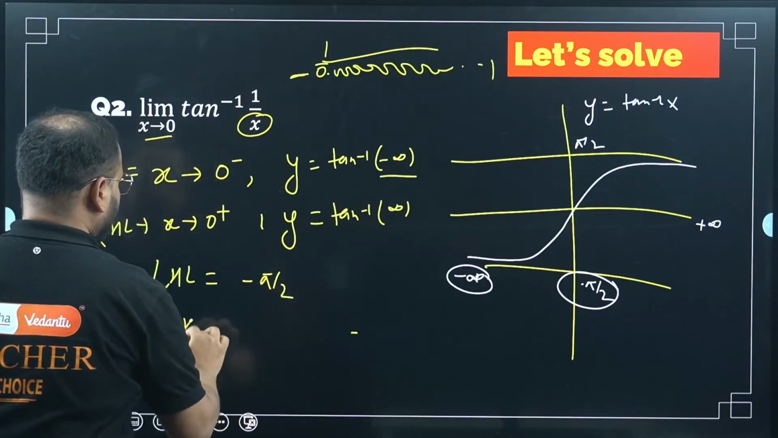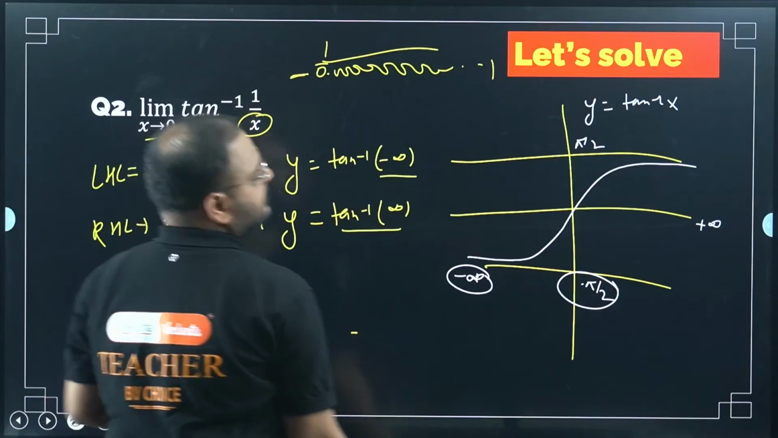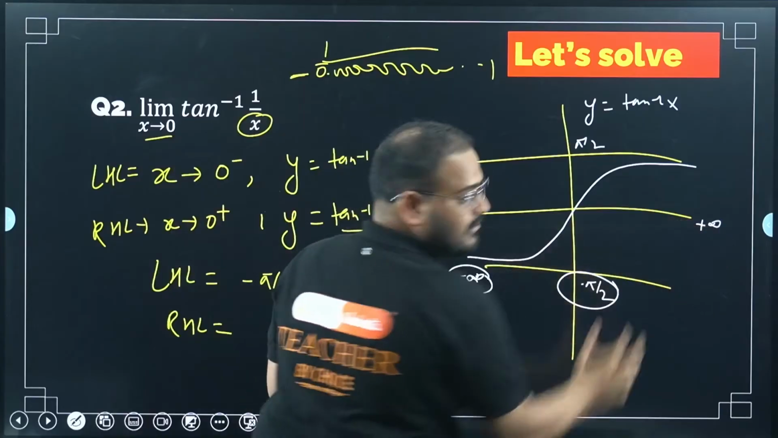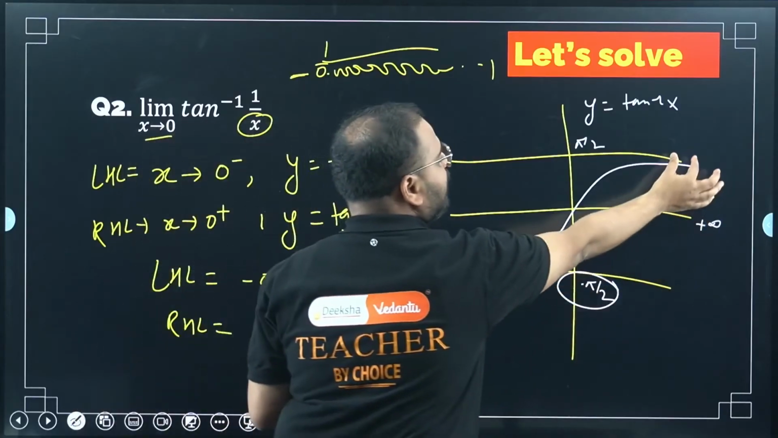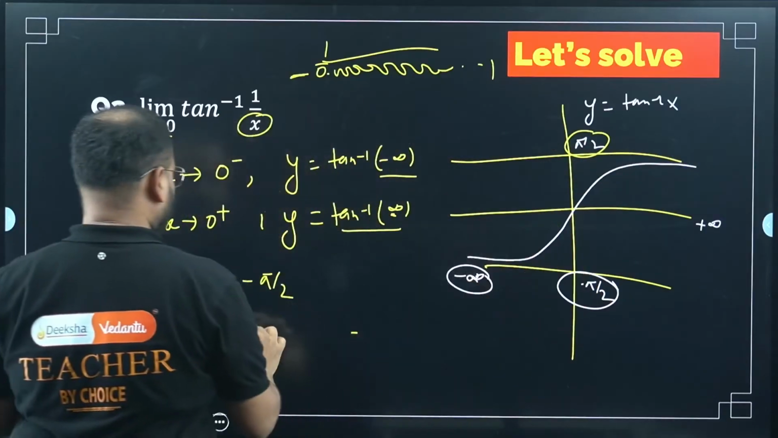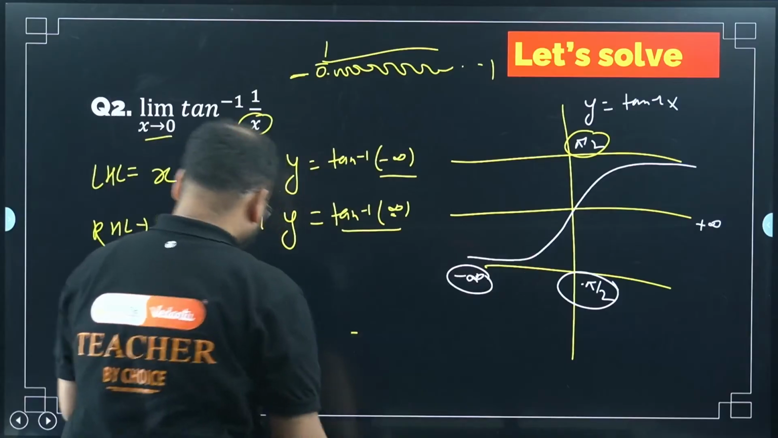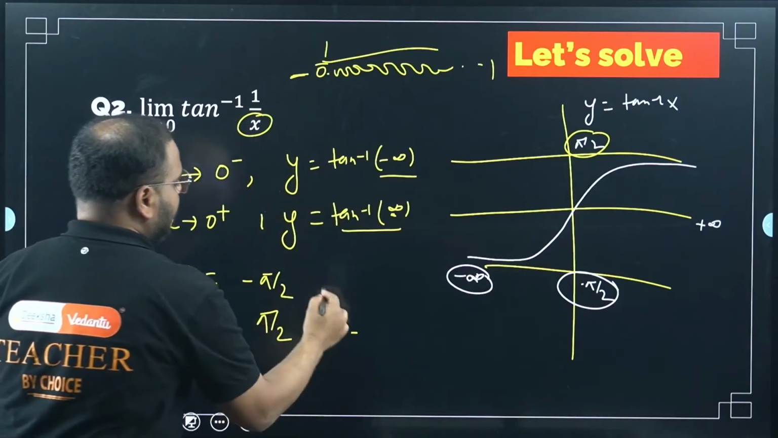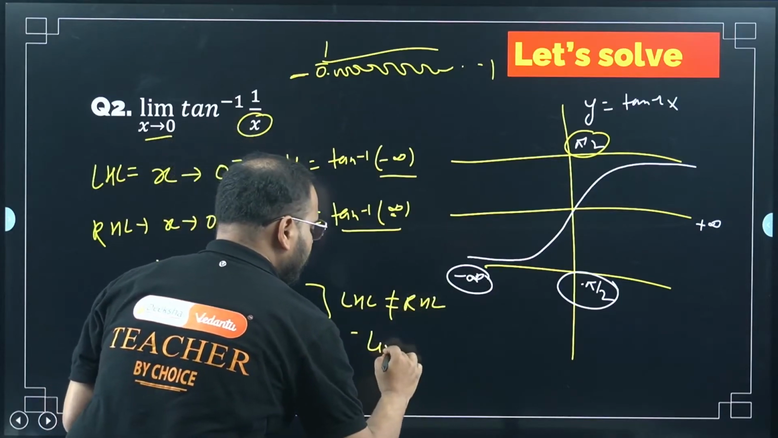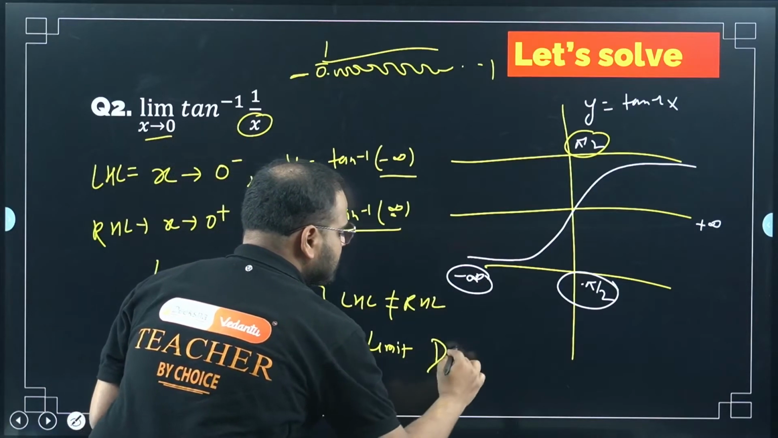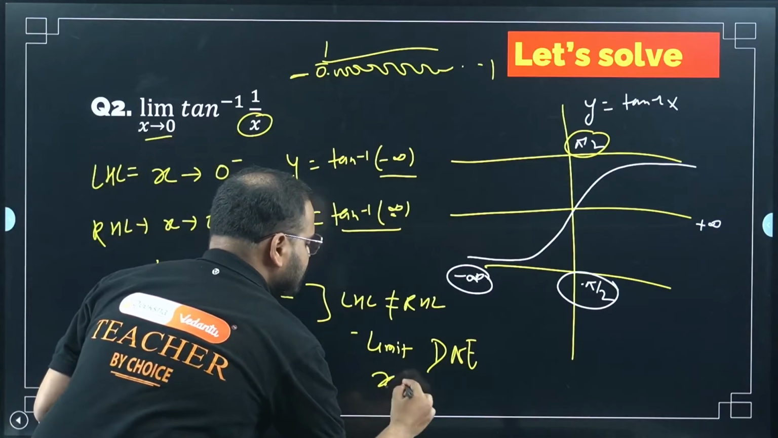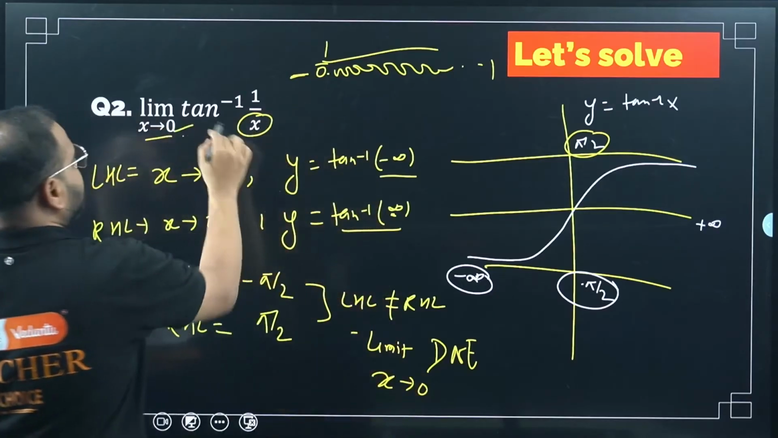What about RHL? Tan inverse of plus infinity. So when x is going to infinity, what is the value of y? When x goes to infinity, y is trying to approach pi by 2. So check here. LHL is minus pi by 2, and RHL is pi by 2. LHL is not equal to RHL, sir. So the limit does not exist when x tends to 0 for this question.